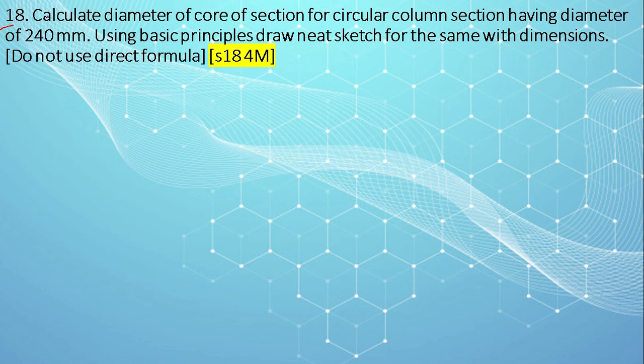Problem number 18. Calculate diameter of core of section for a circular column having diameter 240 mm. Using basic principle, draw neat sketch for shape with dimension. Here they have mentioned do not use direct formula. Direct formula for eccentricity for circle is d by 8. So they have mentioned here do not use direct formula.